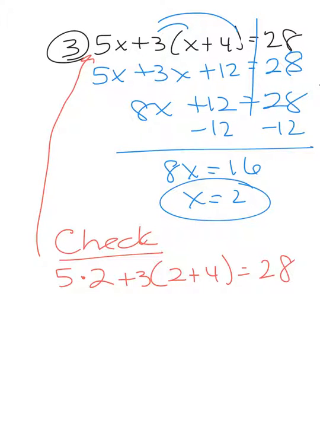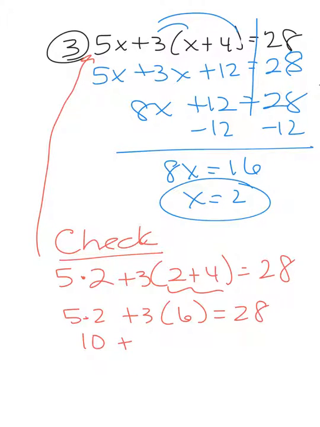First thing, again, I want to take care of my parentheses. So I have 5 times 2 plus 3 times 6 is equal to 28. Now I can multiply left to right, so 5 times 2 gives me 10, plus 3 times 6 gives me 18. When I add those together, I do in fact get 28, which is a true statement, so I know that my original answer, x equals 2, is correct.